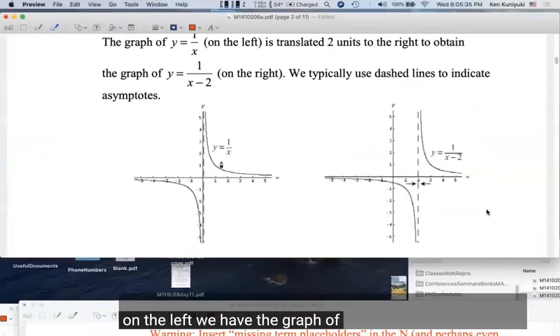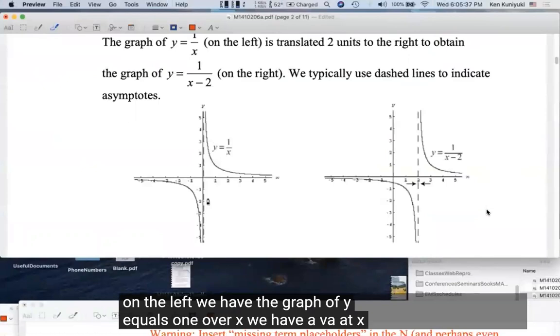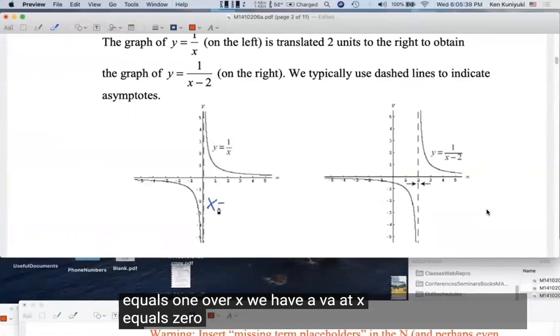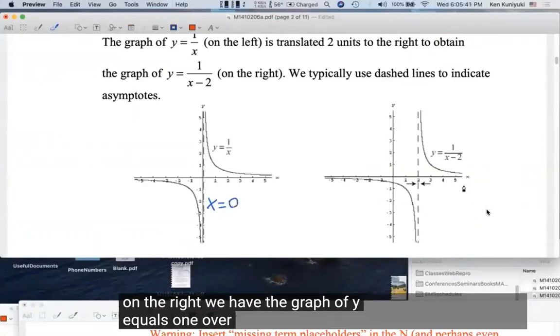On the left, we have the graph of y equals 1 over x. We have a VA at x equals 0. On the right, we have the graph of y equals 1 over x minus 2. The VA is at x equals 2.